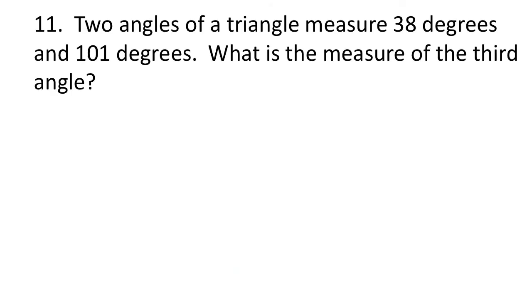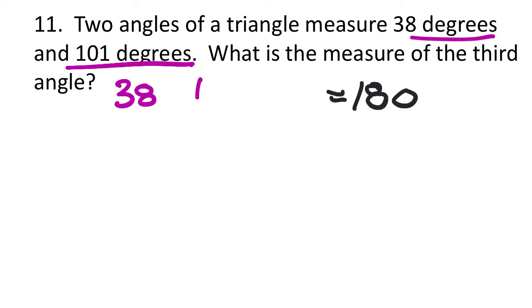Two angles of a triangle measure 38 degrees and 101 degrees. What is the measure of the third angle? So there's a couple ways to do this one. Here's what we know: all three angles would add up to 180, right? So I'd say this equals 180 right here. And the two angles that we have are 38 and 101 degrees. So you take the 38 degrees, 101 degrees, add those together. And then if you add the third angle, I'm just going to put a blank right there.